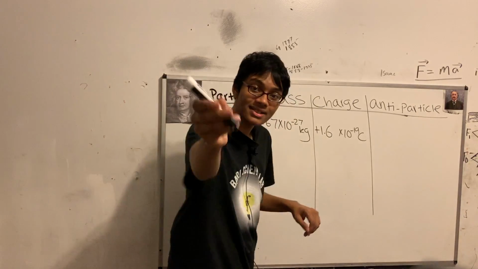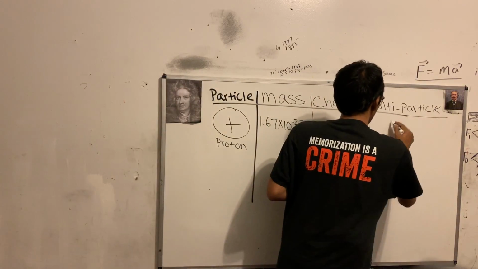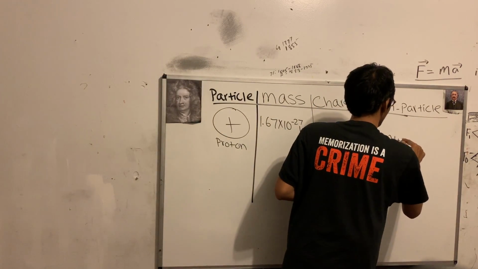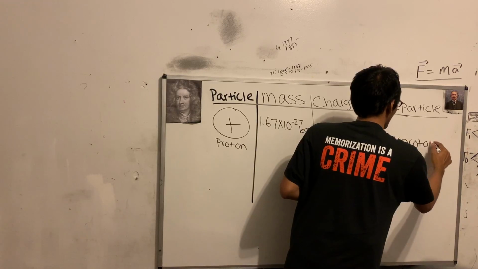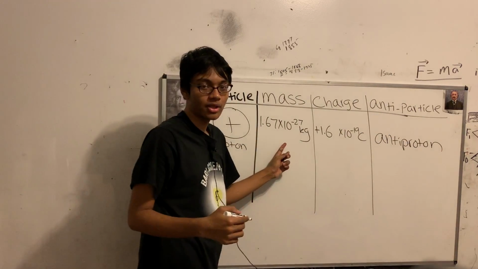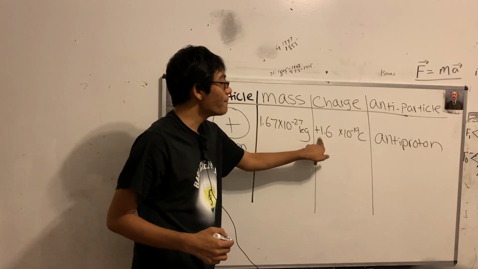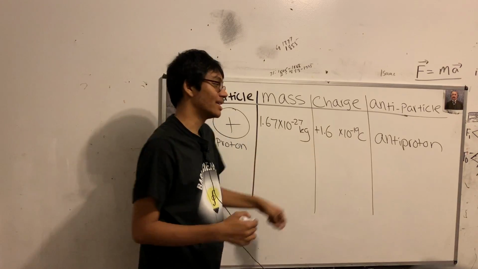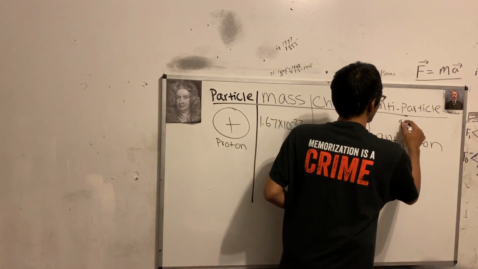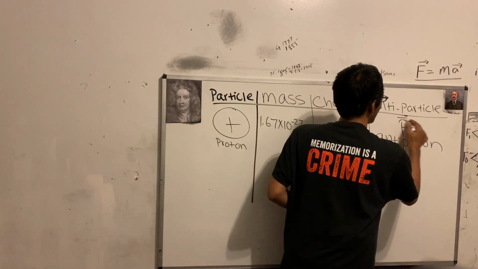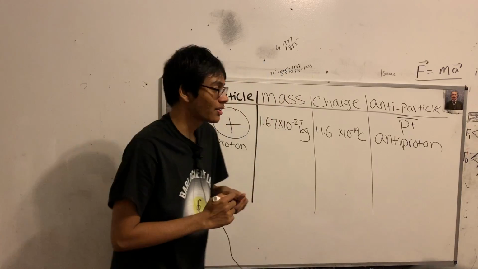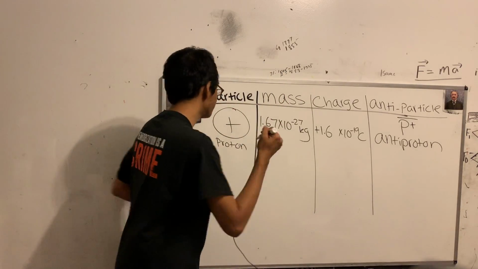And as a matter of fact, that's the name of the proton's antiparticle. It's called the antiproton. It has the exact same mass as the proton, but its charge is minus 1.6 times 10 to the negative 19. So, how can we denote it? We're going to denote it as P with a minus and a hat. Okay, that tells us it's an antiparticle.